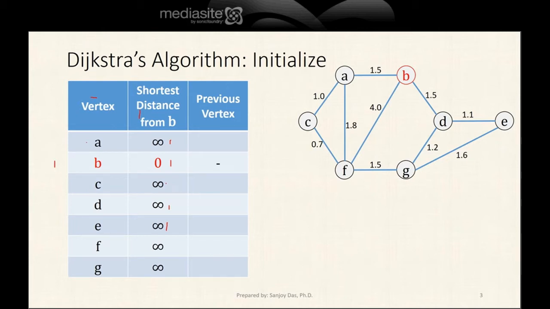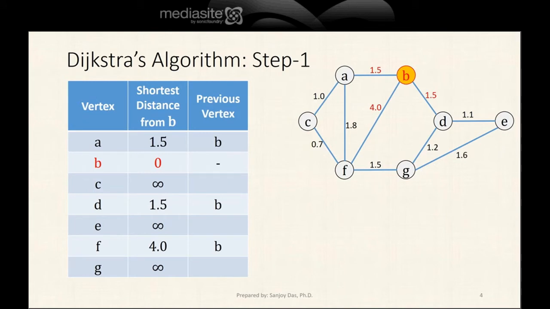And then I have a third column here, previous vertex. When I'm going from B to any other vertex, I have a path which is a sequence of vertices. So in that path, what's my previous vertex before I reach my destination? That is going to be filling up this column here.